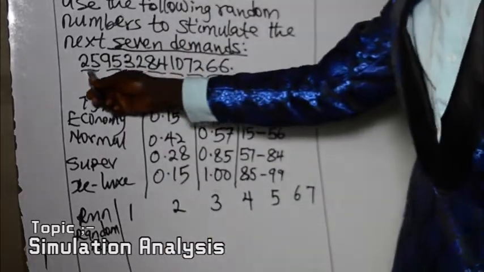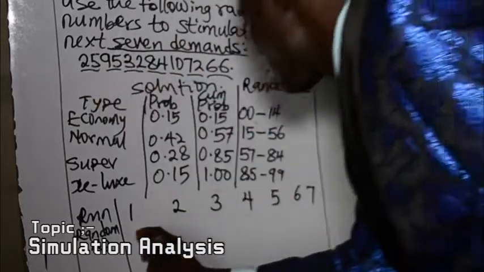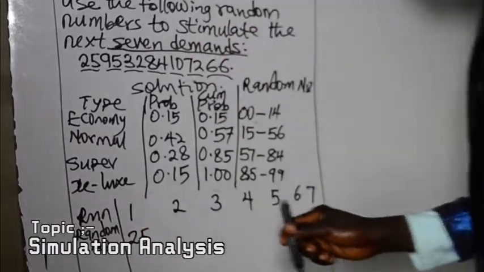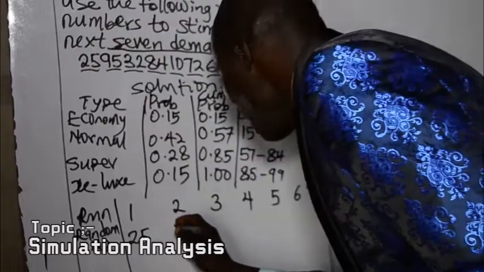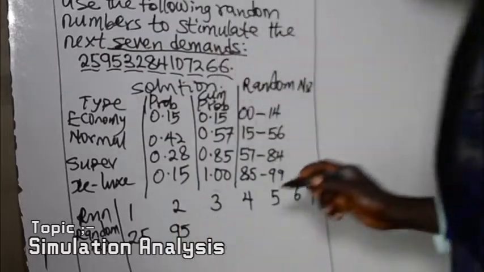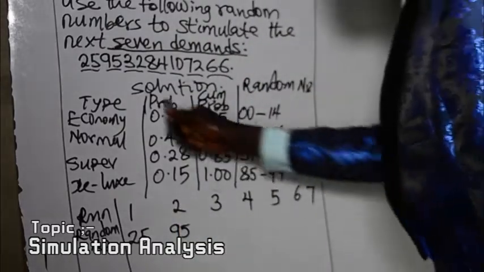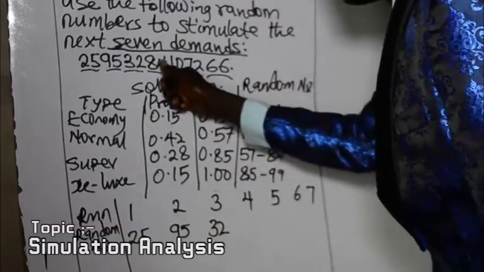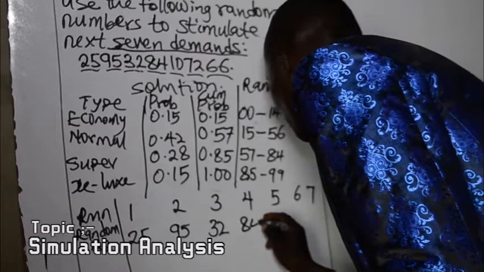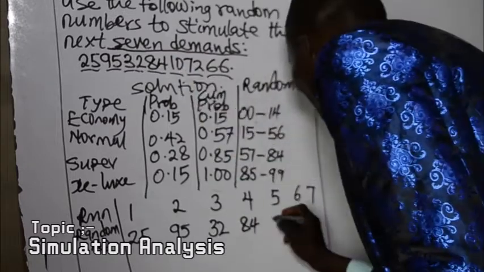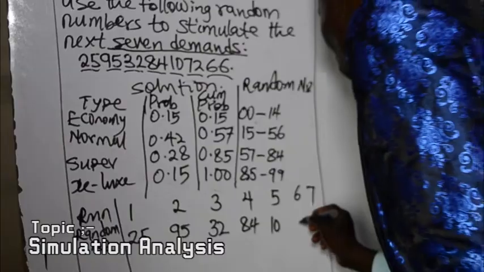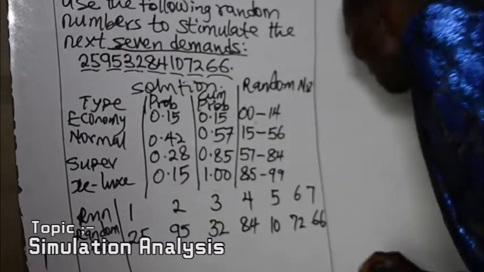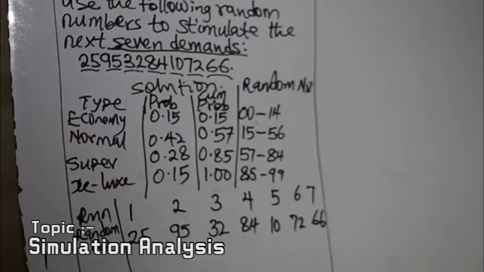The first random number is 25, so that is your first production run. You assign that 25 to your first production run. The second one is 95, assigned to the second production run. The third one is 32, assigned to the third one. Then the next one is 84, followed by 10, followed by 72, and finally we have 66. These are our random numbers.